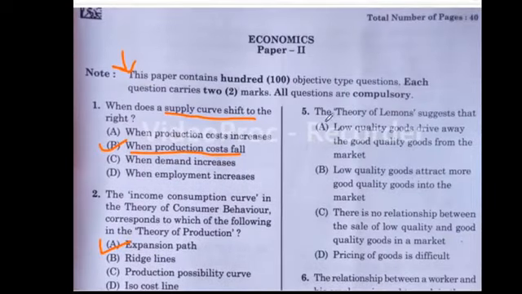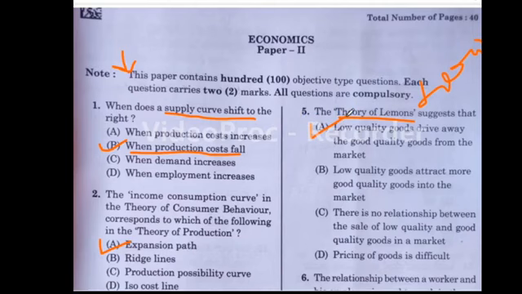Question number 5. The theory of lemons suggests that option A, low quality goods drive away the good quality goods from the market. Option B, low quality goods attract more good quality goods into the market. Option C, there is no relationship between the sale of low quality and good quality goods in a market. Option D, pricing of goods is difficult. Friends, lemons market means where only low quality goods will be sold. So according to this question, the right answer is option A, low quality goods drive away the good quality goods from the market.